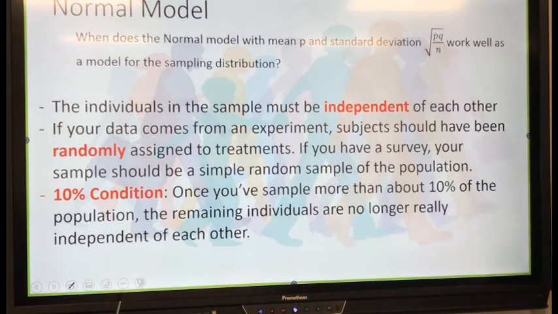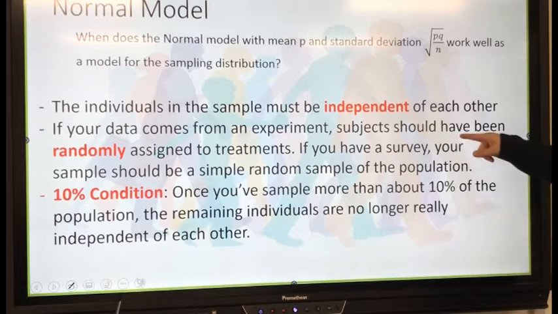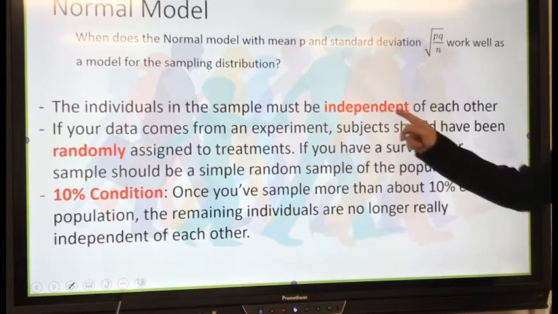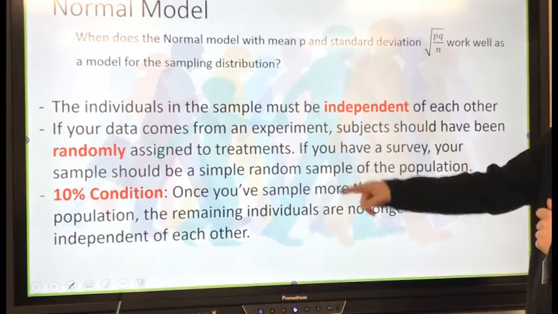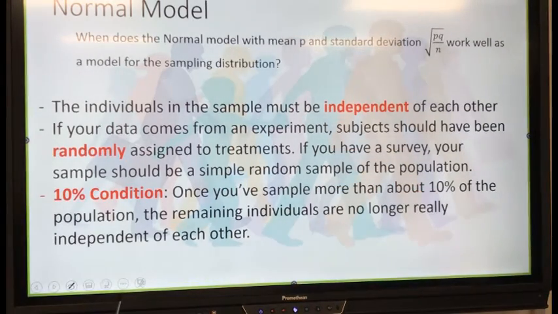Now, normal model. When does the normal model with mean P and that standard deviation work well as a model for this sampling distribution? Some things have to line up. The individuals in the sample must be independent of each other. If your data comes from an experiment, the subjects must be randomly assigned to treatments. If it comes from a survey, your sample must be a simple random sample of the population.